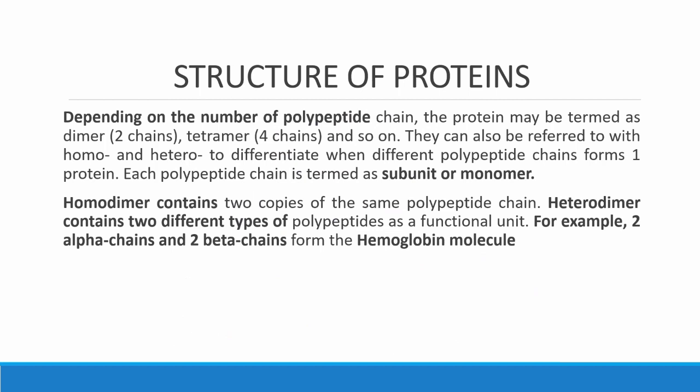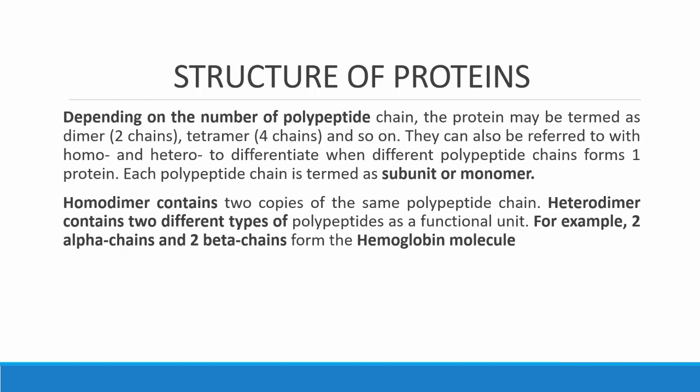So let's move on. Now depending on the number of polypeptide chains, they can be called either dimer, tetramer, and so on. And then depending on whether the polypeptide chains are the same, we can then introduce homo and hetero. Now let's say we have 2 polypeptide chains and both of them are of the same amino acid sequence. We call that a homodimer. But now in the case of, let's say the 2 polypeptide chains are different, they contain different amino acid sequences, it then becomes a heterodimer.